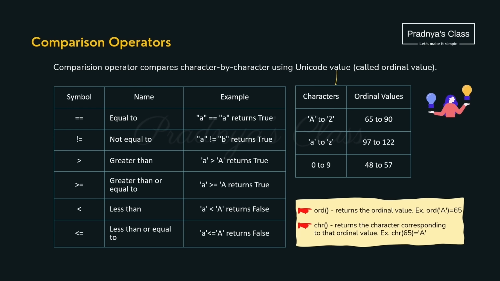Look at this table. Here are some Unicode values which are mentioned from A to Z. It is from 65 to 90. Hope you understood. It means A will be less than B because A has 65 value and B has 66. In this way, every character has some ordinal value. Here is the value for small case a to z and here is the value for 0 to 9. If you want to know the ordinal value, you can use the ord function, and if you want to know the character for the corresponding ordinal value, you can use this chr function.